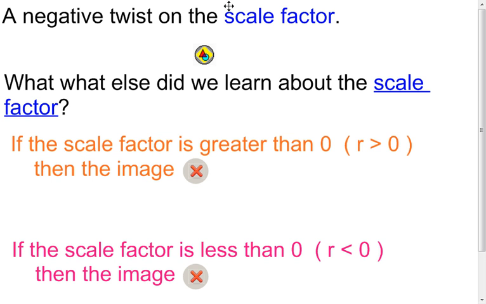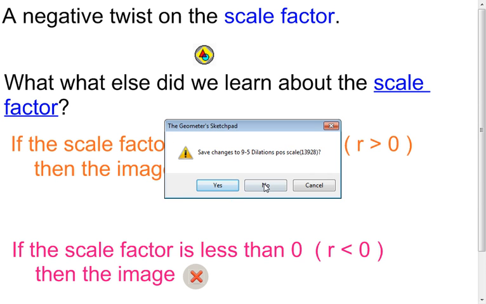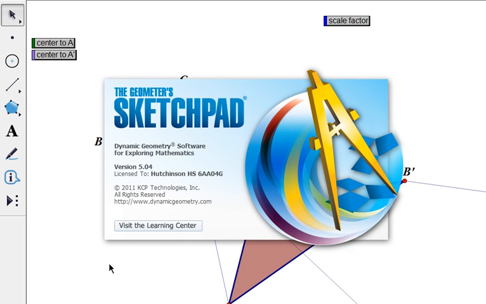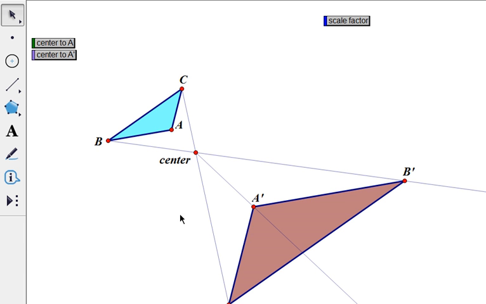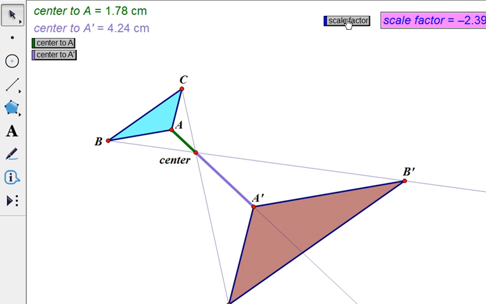Now in a dilation we can have a negative scale factor. This is something new. So what I'm going to do is look at that. Here, notice I still have my distance from A to the center, and my distance from A prime to the center. I could have measured B to the center and B prime to the center, etc. But our scale factor is not going to be any different. I still took the distance from the image to the center and divided it by the distance from the pre-image to the center. And I end up with this number this time.